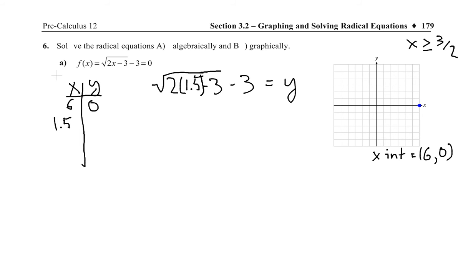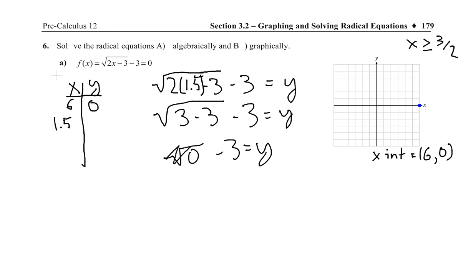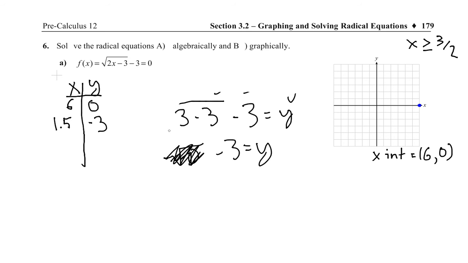Oops, I forgot a little bracket over here. So 2 times 1.5 is equal to 3, and then 3 minus 3, and then outside of the radical minus 3 is equal to y. So this is 0, so that's nothing. Minus 3 is equal to y, and since this is nothing, when x is 1.5, y will be negative 3. So we also know that that is a point that we can plot, but we are going to save that until we graph this algebraically.